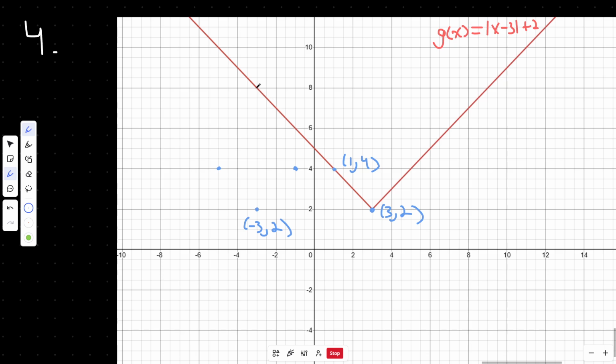This is at negative 3, 8. We're going to multiply our x values by negative 1. This turns into a positive 3, so we're going to go to positive 3, 8 right there. And now let's just do one more point just to be safe. Let's do, for example, 9, 8. This will now be at negative 9, 8, right there. Let's connect the dots now.